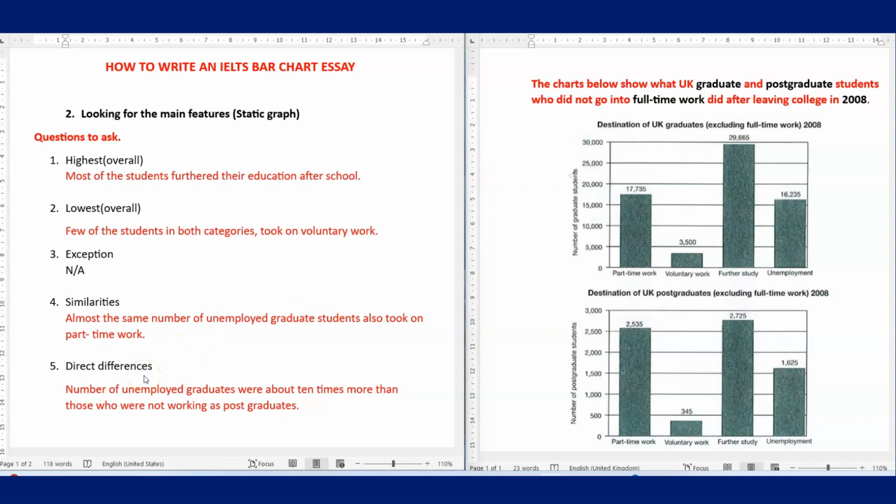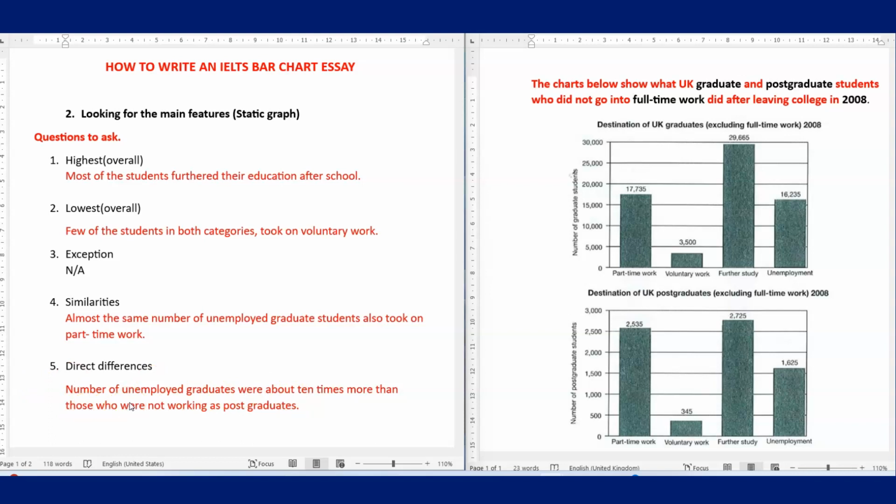And then the direct difference. We want to look at the direct difference. And then we saw that the number of unemployed graduates was about 10 times more than those who were unemployed postgraduates. So the number of unemployed graduates was about 10 times more than those who were not working as postgraduates.